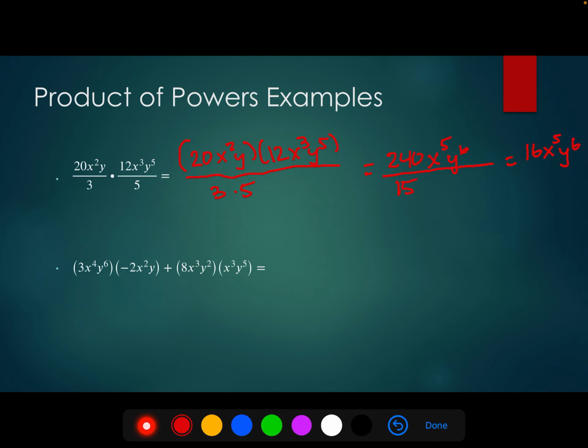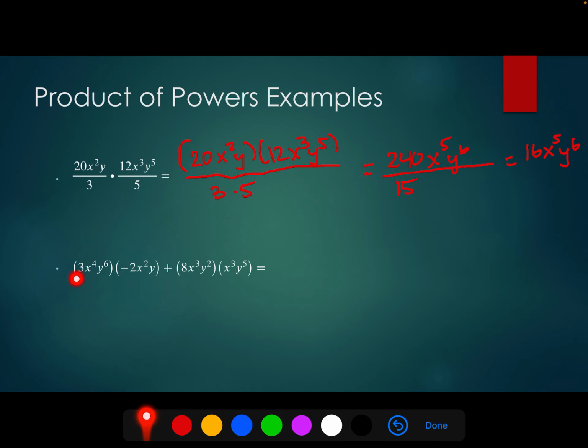Now let's take a look at one more where we're adding after we multiply two binomials together. So we have our first product of monomials and our second product of monomials. So we're going to just do the multiplication first, right? Order of operations, multiply first.